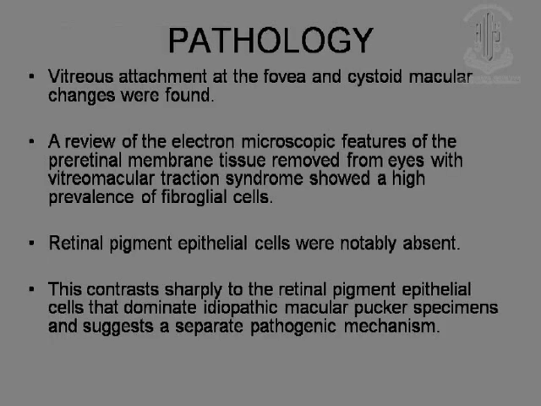Vitreous attachment at the fovea and cystoid macular changes are found on the pathology. The pathology was done by Reese et al. In his described cases, he did a postmortem eye examination and found that there was cystoid macular edema and vitreous attachment. Retinal pigment epithelial cells were notably absent. This contrasts sharply to abnormally highly proliferative retinal pigment epithelial cells in a macular pucker. There is a difference between this and pucker.